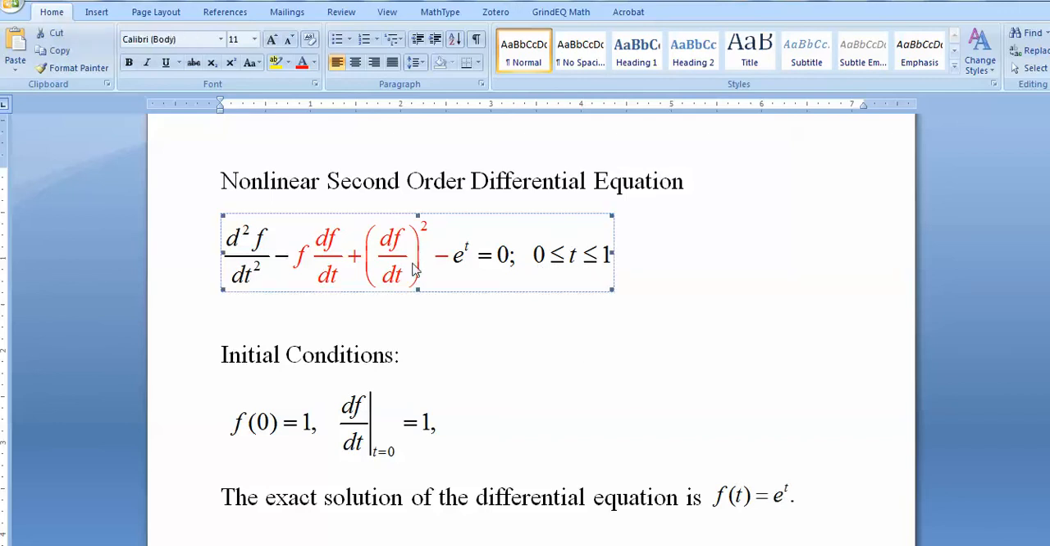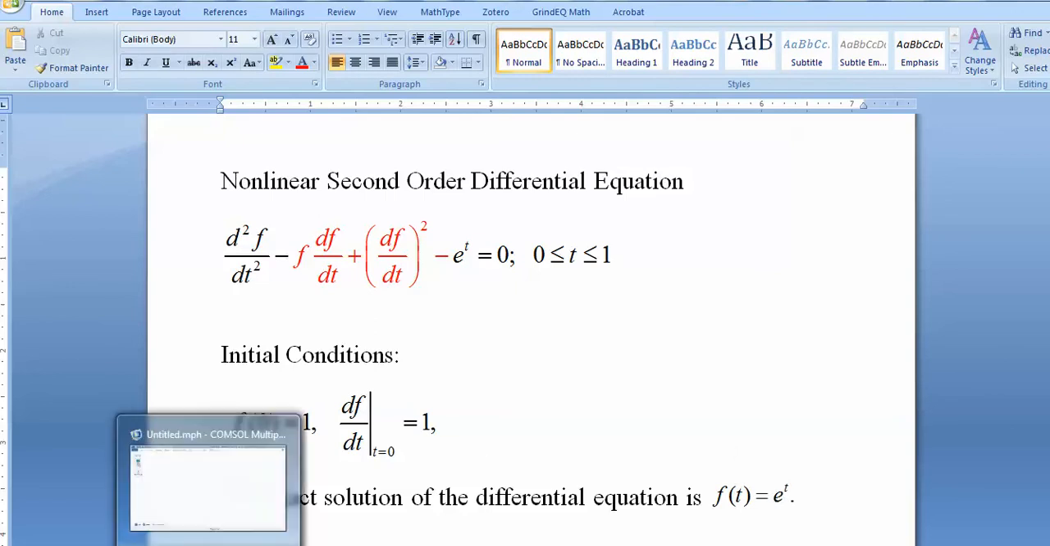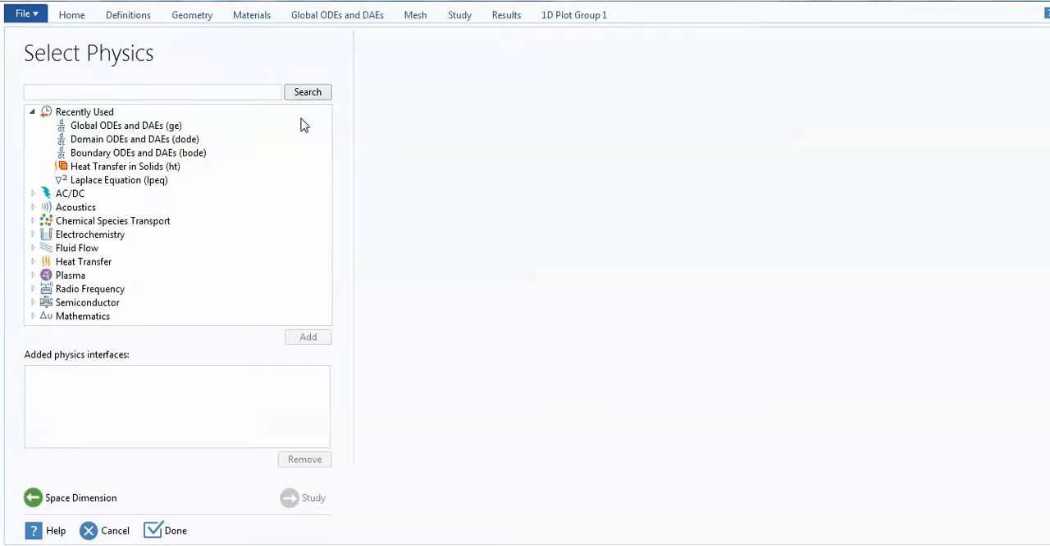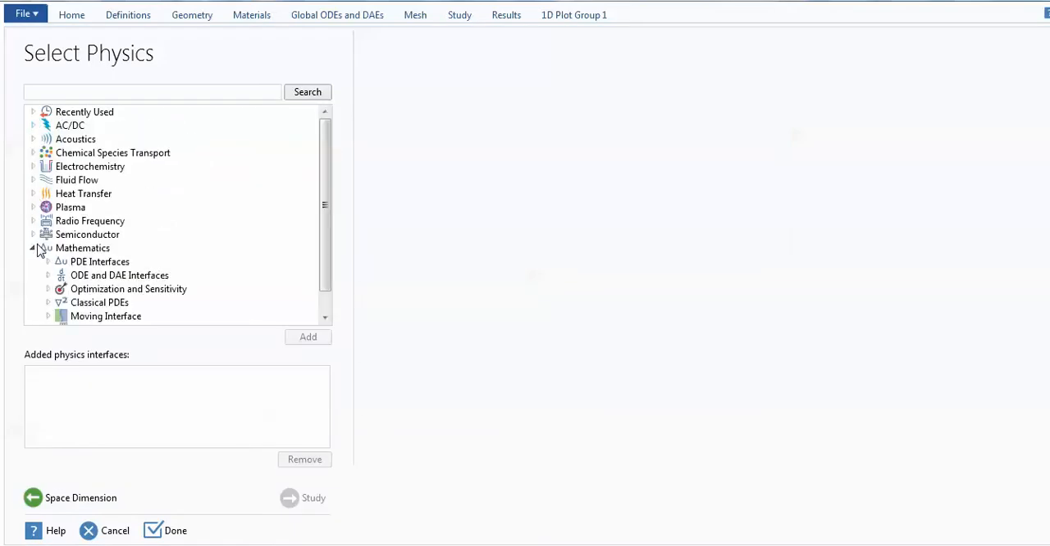Since this equation has an exact solution, we can find the solution with Comsol and verify the results of Comsol. So you can go quickly to Comsol. You can start with the model wizard. You can see the dimensions, but it's not necessary, the reason being you are using mathematics with a time dependent equation. You can go directly to here.